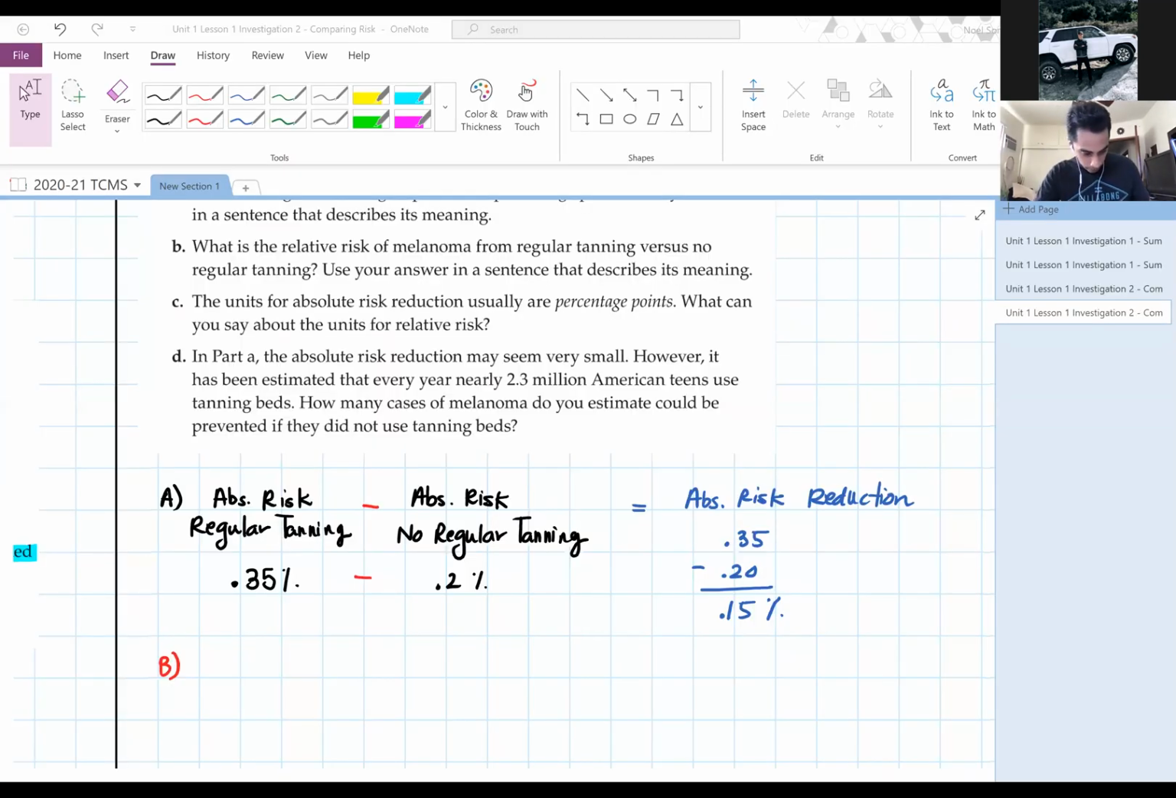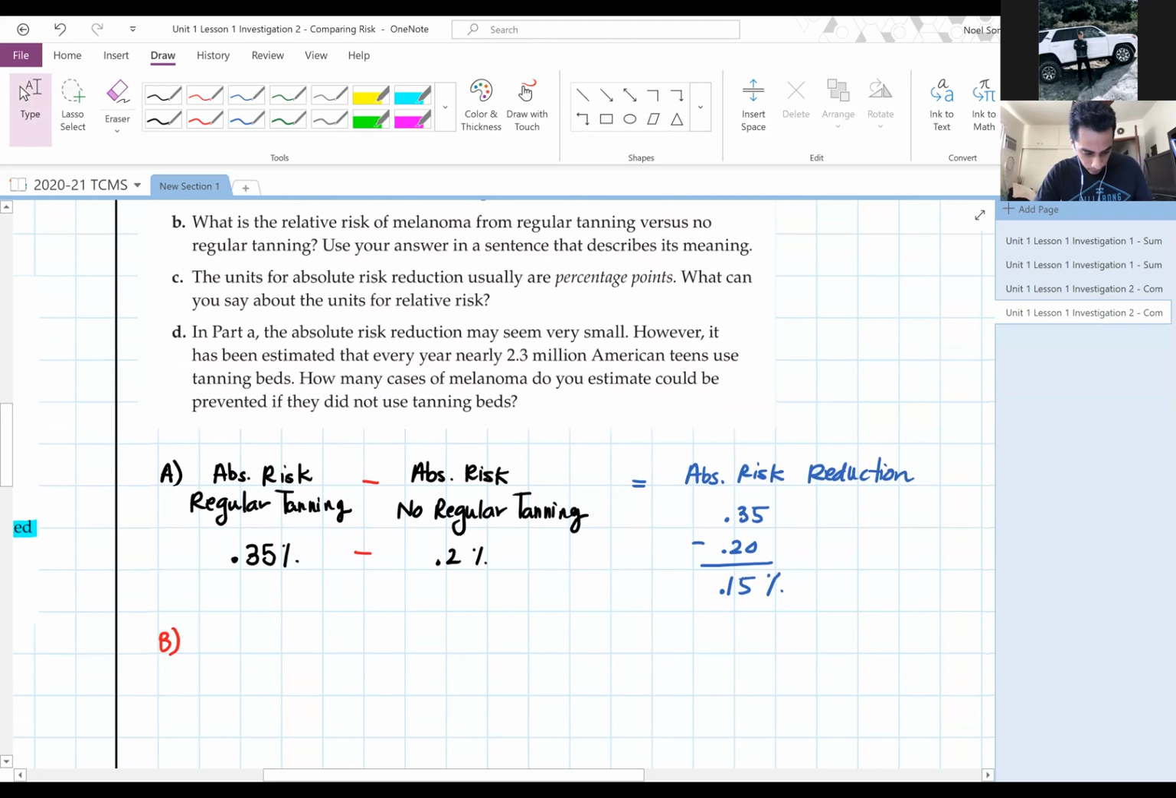All right, so part B is asking now, what is the relative risk of melanoma from regular tanning versus no regular tanning? All right, and so now what we're looking for is something different, right? So we know a relative risk is the setup for a relative risk is a proportion, right? Where we have the absolute risk of one group divided by the absolute risk of the other group. Typically, the larger group goes in the numerator because we want a value greater than 1.